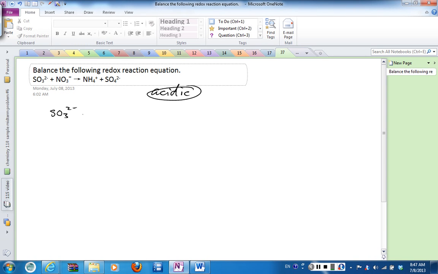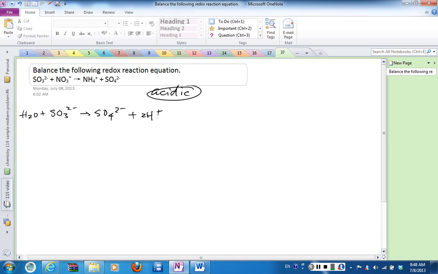SO3 2 negative would be turning into SO4 2 negative. Let's balance that one first. Sulfur is already balanced. Then we need to look at oxygen: 3 oxygen on the left, 4 oxygen on the right. Make up the oxygen using water. 1 water molecule on the left side would balance the oxygen. And of course, if that happens, then we need to use H plus to balance hydrogen. Each water molecule has 2 hydrogens, so we need 2 H plus on the right side.